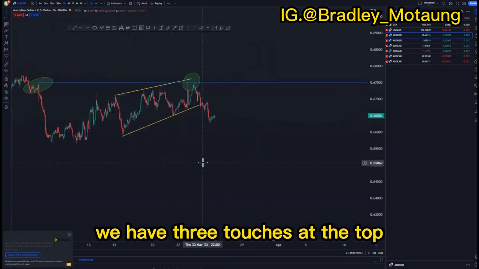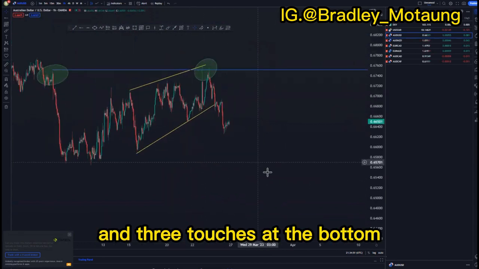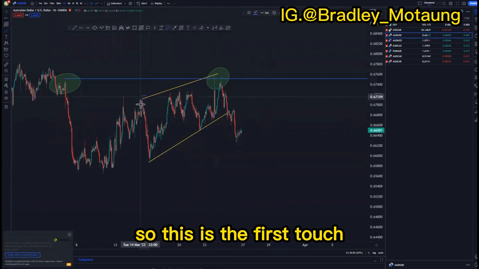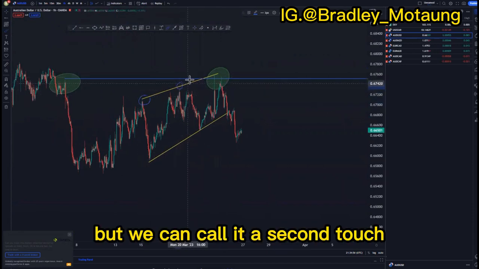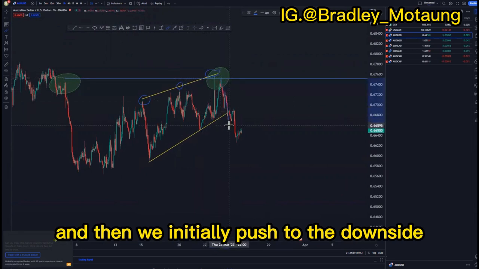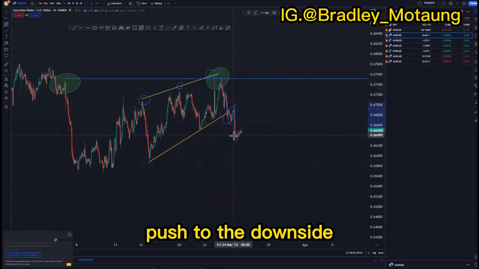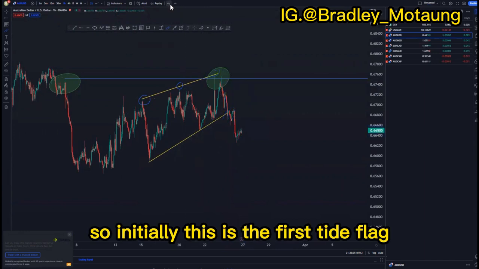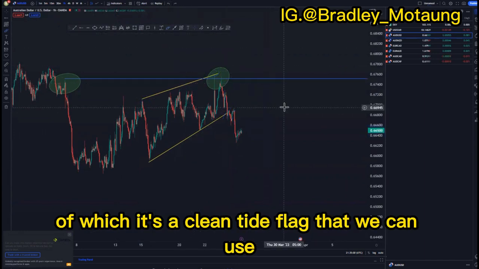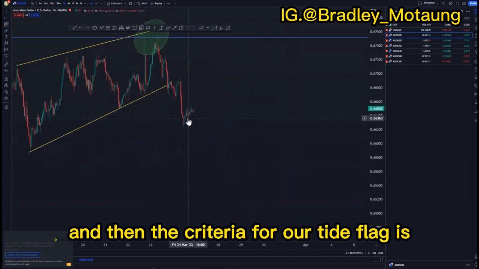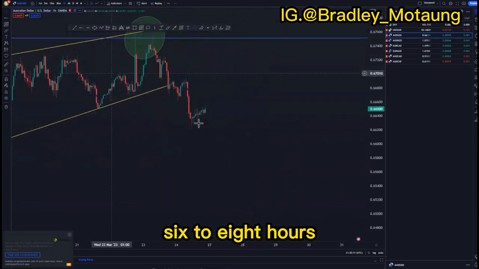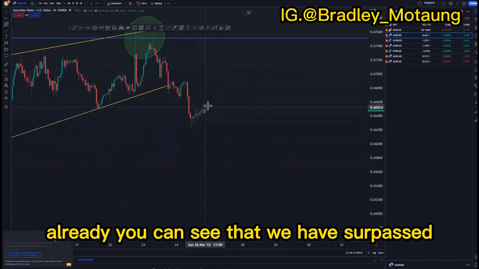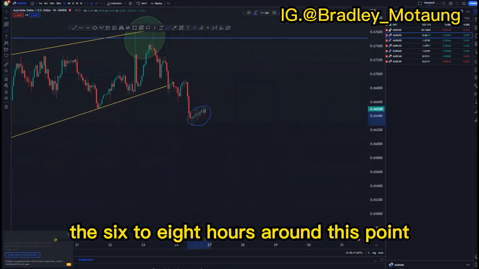And then as you can see, we have three touches at the top and three touches at the bottom. So this is the first touch. This is a near miss, but we can call it a second touch. And then this is the third touch. And then we initially push to the downside, corrective move, push to the downside, corrective move. So initially, this is the first tight flag, a clean tight flag that we can use. And then the criteria for our tight flag is 6 to 8 hours. Already you can see that we have surpassed the 6 to 8 hours around this point.